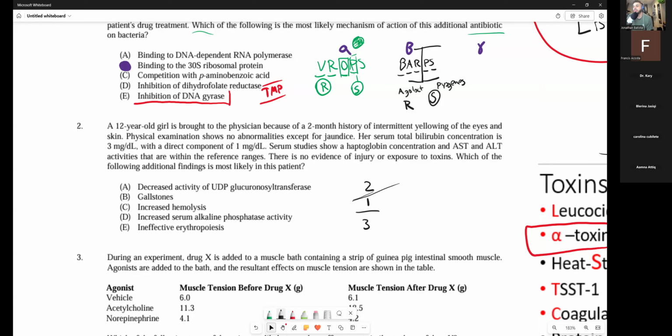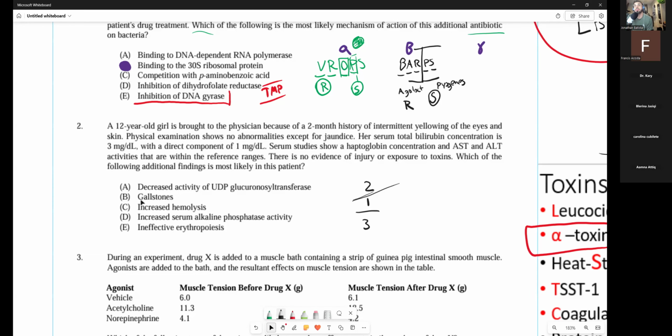Increase in haptoglobin. Well, the haptoglobin you're seeing here is going to be in normal reference ranges. That kind of took hemolysis completely out of the picture for me. So then I have to think to myself, what here can cause increase in indirect bilirubin?